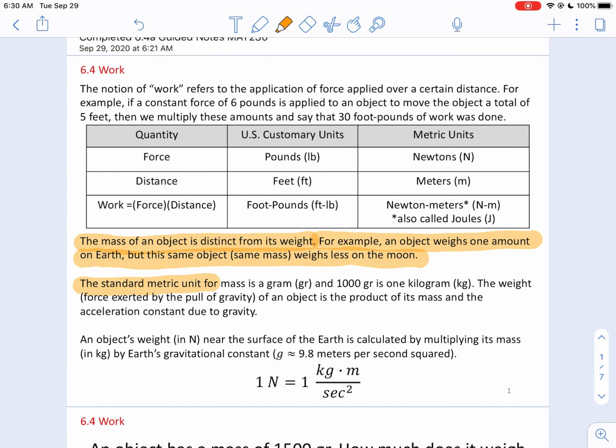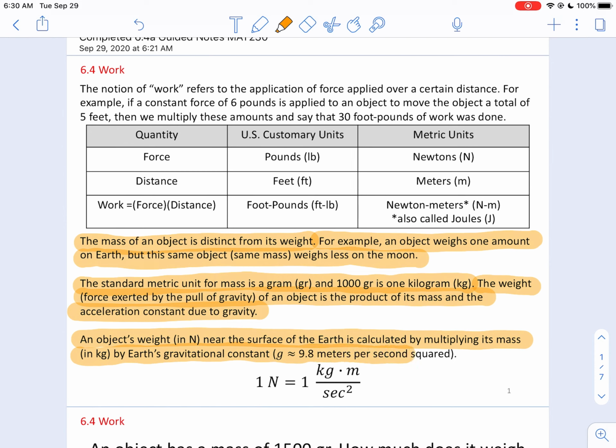The standard metric unit for mass is a gram, and 1,000 grams is a kilogram. The weight, which is the force exerted by the pull of gravity on an object, is the product of its mass and the acceleration constant due to gravity. So if we're talking about Earth, then an object's weight measured in newtons near the surface of the Earth is calculated by multiplying its mass in kilograms by Earth's gravitational constant, which is the letter g, about 9.8 meters per second squared. And when you multiply kilograms times meters per second squared, you wind up getting that 1 Newton is 1 kilogram meter per second squared.